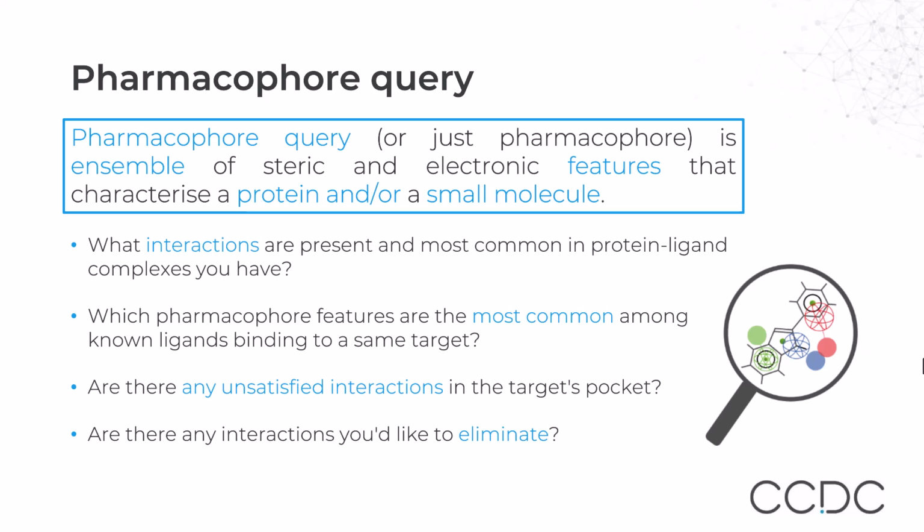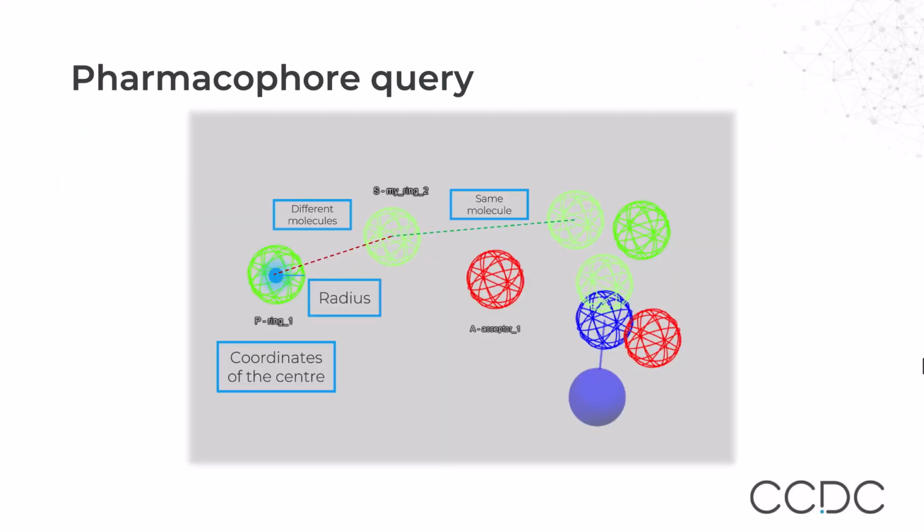Which pharmacophore features are the most common among non-ligands binding to the same target? Are there any satisfying interactions that you can satisfy in the target's pocket? And are there any interactions which are very undesirable and you'd like to eliminate them?